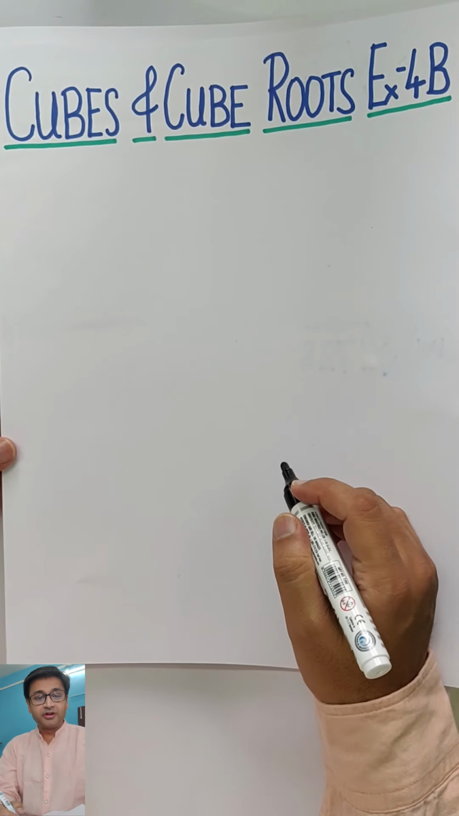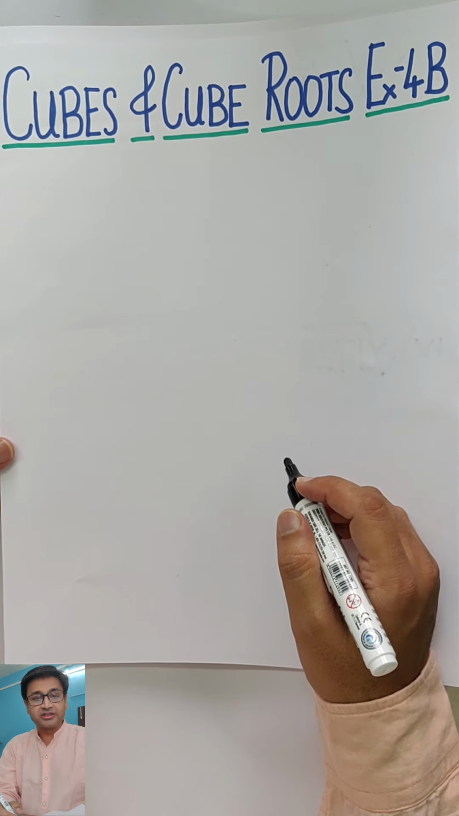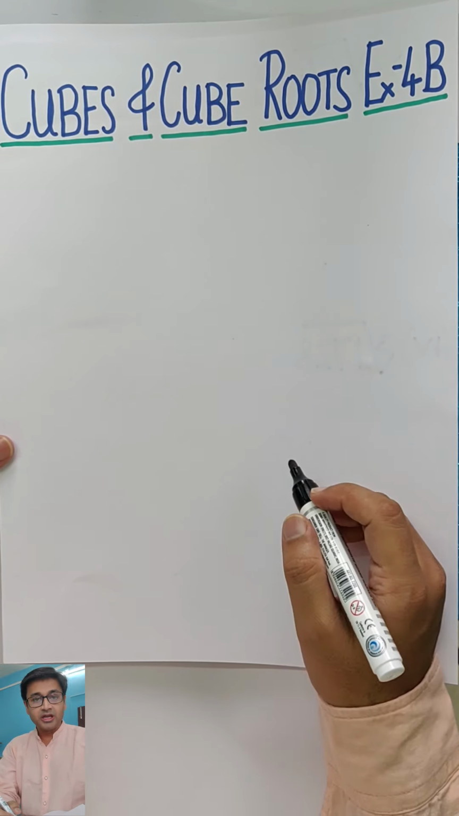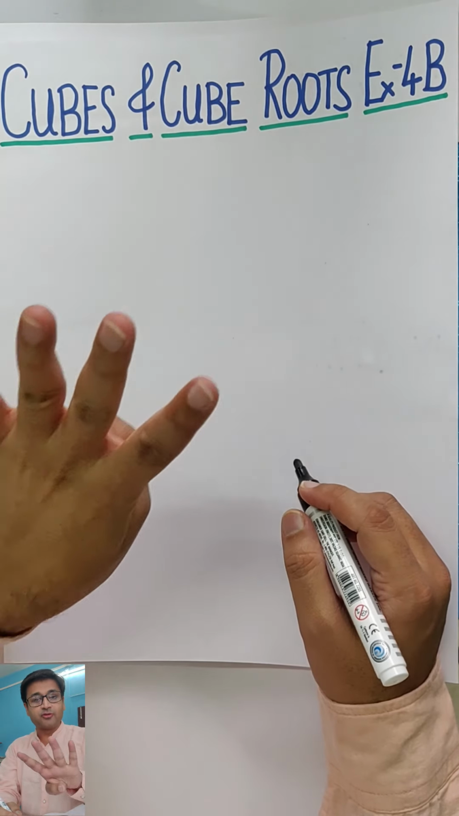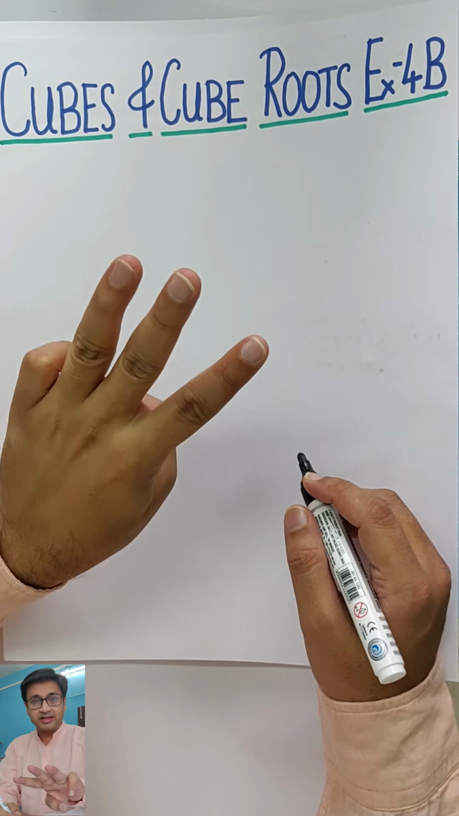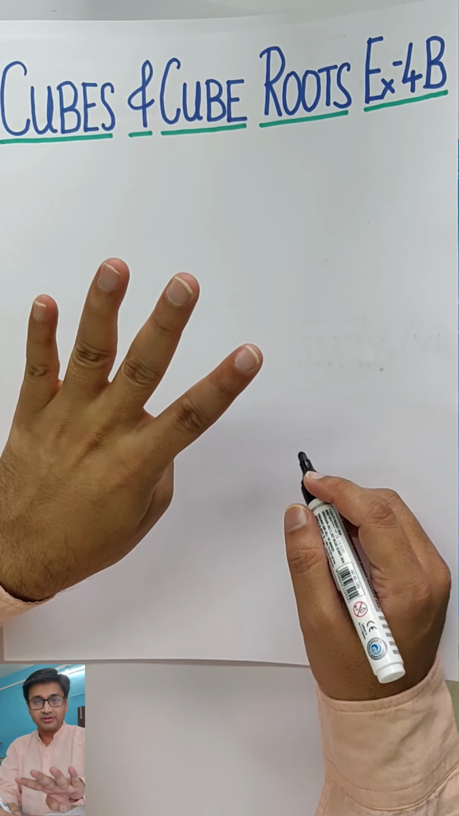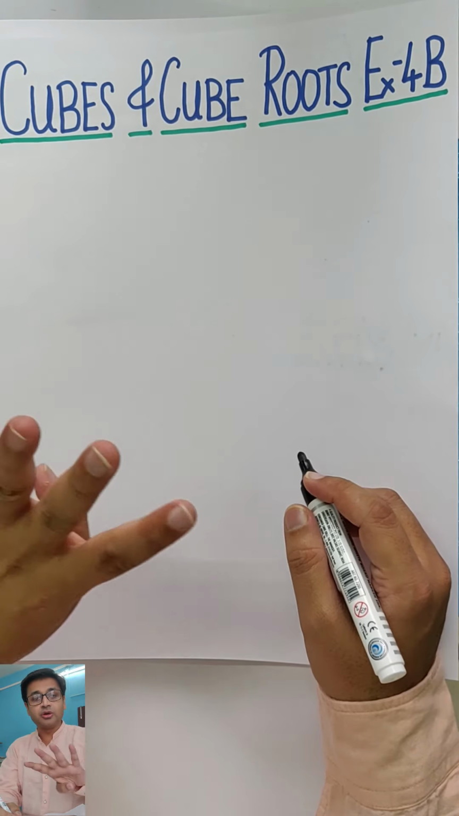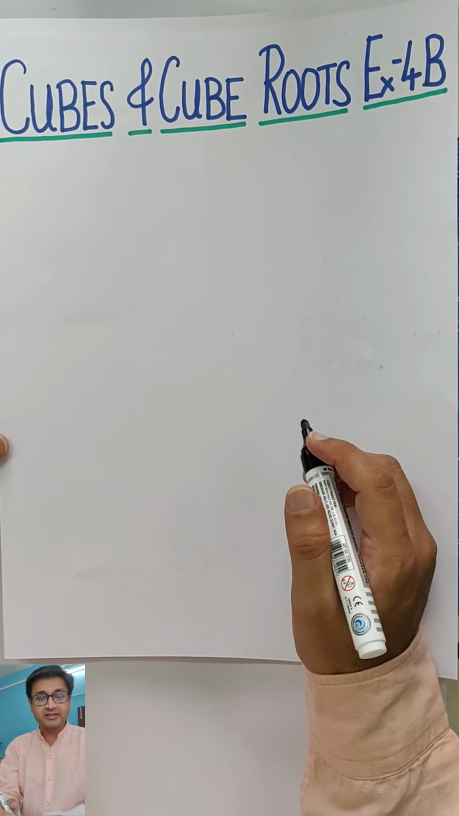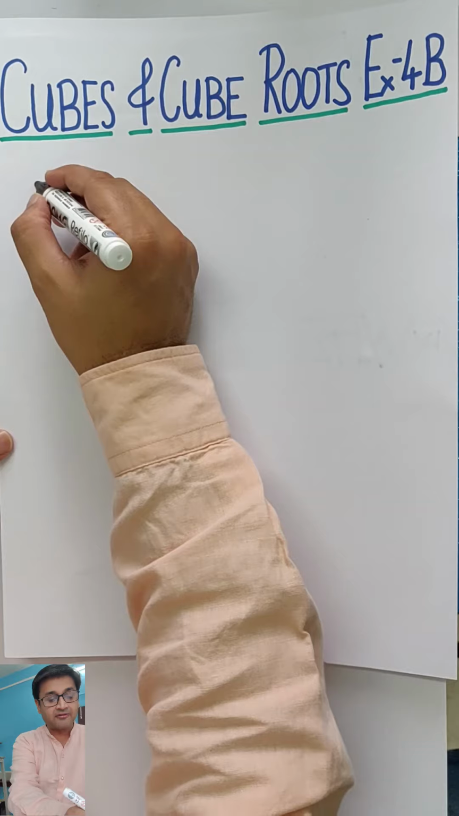Hi, in this video we are getting into cubes and cube roots, exercise 4b. In the last video we did exercise 4a, in which we saw cubes of four things: natural numbers, fractions, decimals and negative numbers, right? Same thing, now we're going to see all four with cube roots. So before we get on to the exercise, I want you to just have a quick revision.